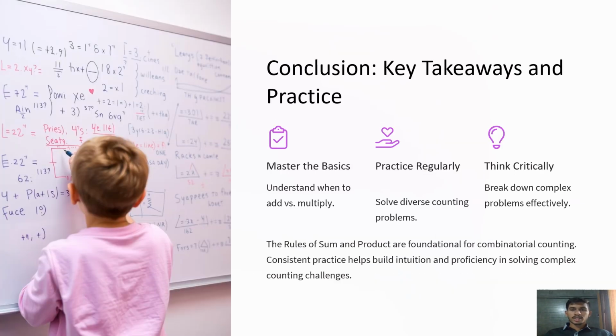So in conclusion, the key takeaways and practices are: master the basics, understanding when to add versus multiply; practice regularly, solving diverse counting problems; think critically, breaking down complex problems efficiently. The rules of sum and product are fundamental for combinatorial counting. Consistent practice helps build intuition and proficiency in solving complex counting challenges.